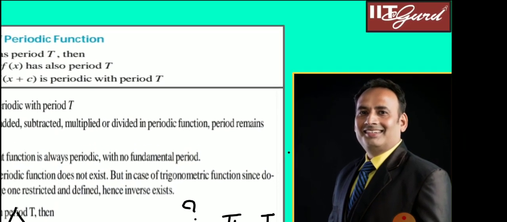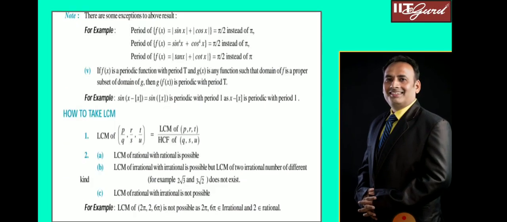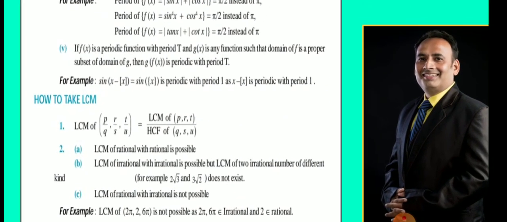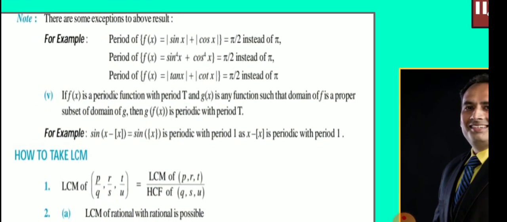So let's take some more examples, more illustration. Now, a good point: in the numerator you have to take the LCM, and in the denominator you have to take the HCF. So the answer will be pi, no? Yes, the answer was pi. Let's see.